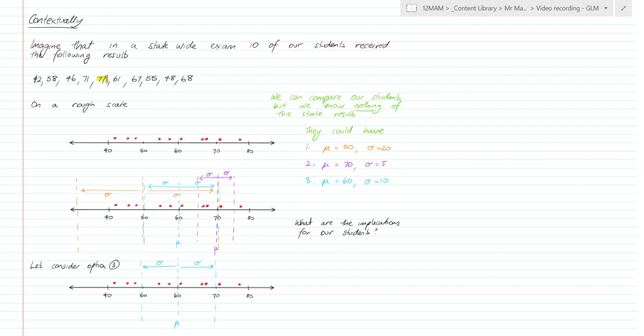On a rough scale, I've done a bit of a dot plot there. You can see where the results sit. They're not clustered, they're spread out, but it's a small set of data, so we kind of expect that could happen.